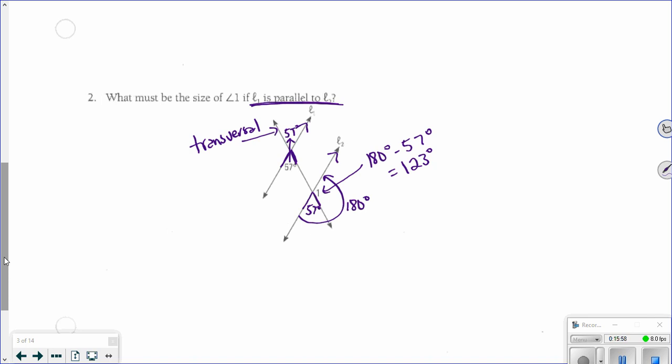Okay, there's lots of different ways to do this. You could have done the vertically opposite, so from 57 to 57. This one right here makes this one right here 57. And then we could have done the 180 here. It doesn't matter how we do it, it's going to be the same answer either way. But the thing you're looking for is those two parallel lines and figuring out which one is your transversal. And the transversal is the one that has to cross both of those parallel lines.